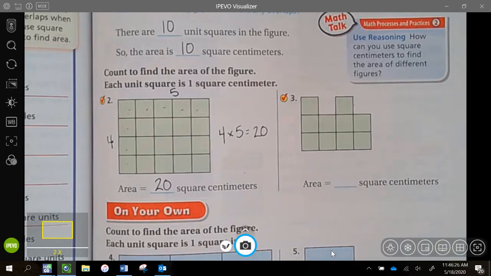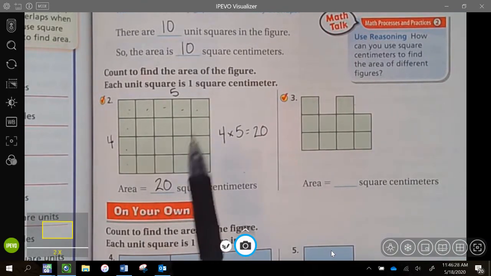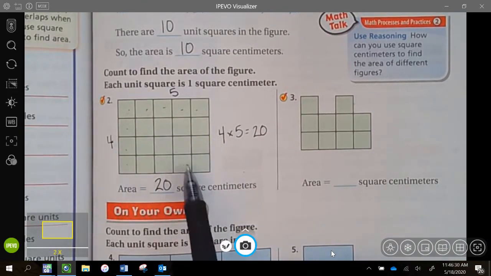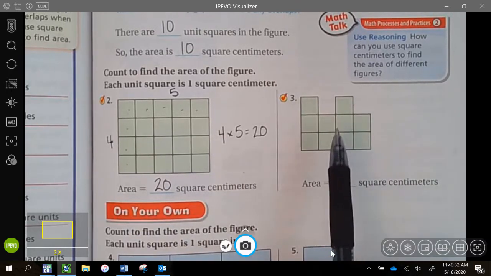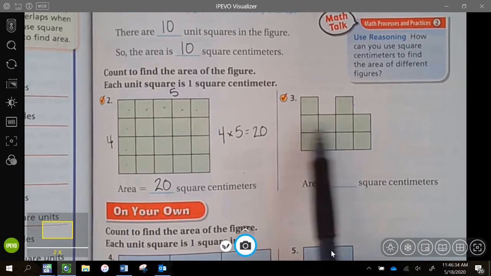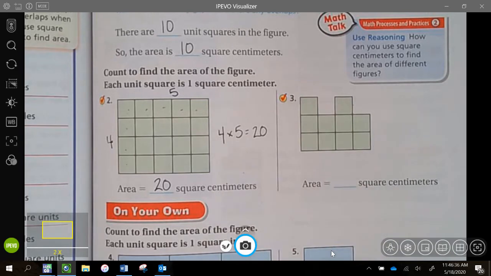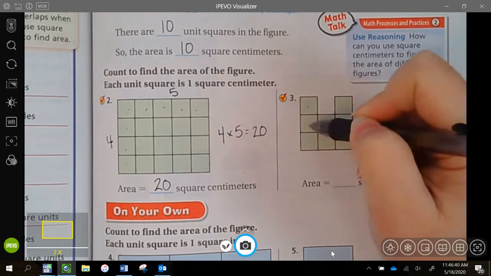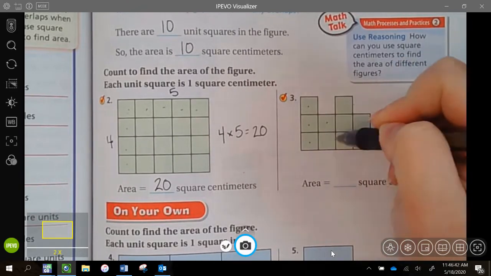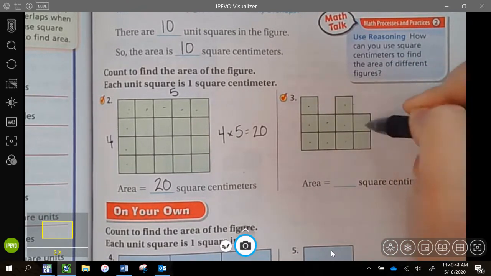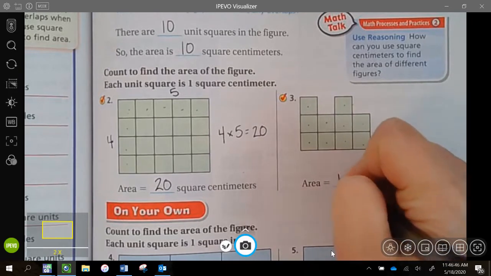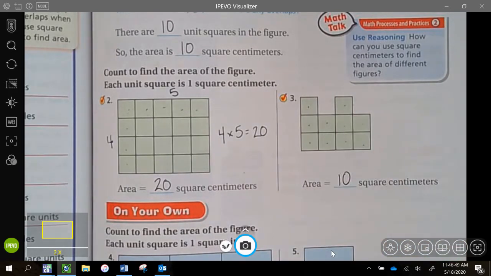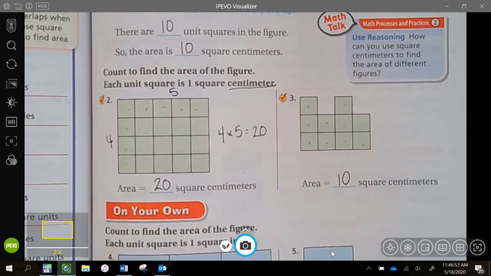How cool is that? We can only do this multiplication when it looks like an array. It looks like this. We could do these two, but we would have to add the top 2 squares. So for this, we're just going to count. 1, 2, 3, 4, 5, 6, 7, 8, 9, 10. So the area of this figure is 10 square centimeters because that is the unit that we're using.